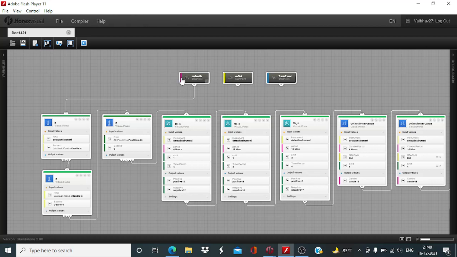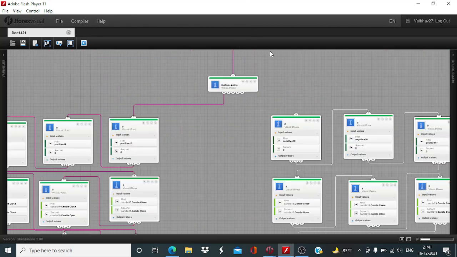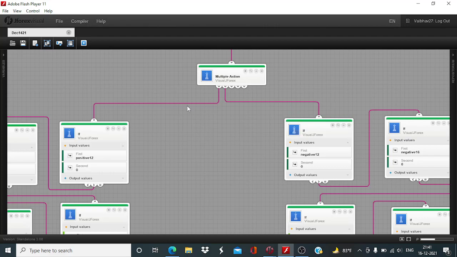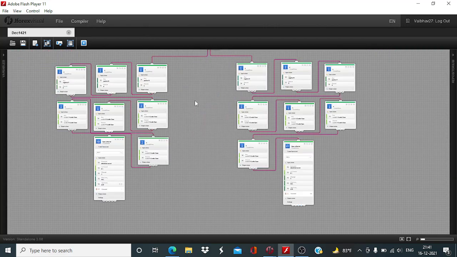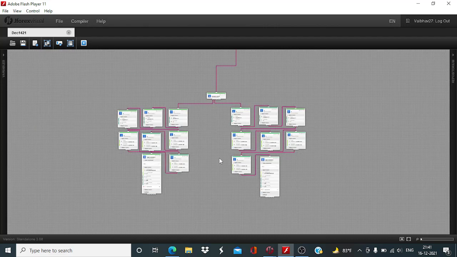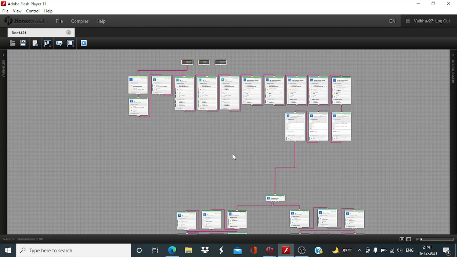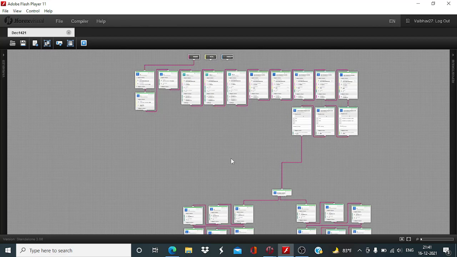And let me check if the trade iteration flow is going till the very end, and it is not, as I had forgotten to connect it to multiple action. Now it looks fine. So that's it from my side for the day, and with this we are done with the TDS indicator algorithm formation. I hope you have been able to understand the logical as well as the execution part of this algorithm.